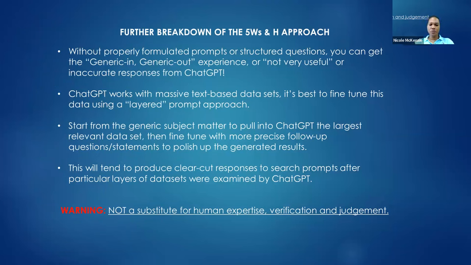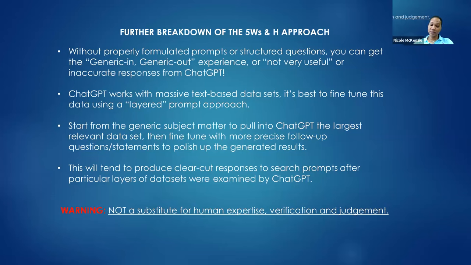Since ChatGPT works with massive text-based data sets, it's best to guide the AI to fine-tune the data using a layered prompt approach. Basically, start from the generic subject matter to pull into ChatGPT the largest relevant data set. Then fine-tune with more precise follow-up questions or statements to polish up the generated results. This will tend to produce clear-cut responses to search prompts after particular layers of data sets were examined by ChatGPT.